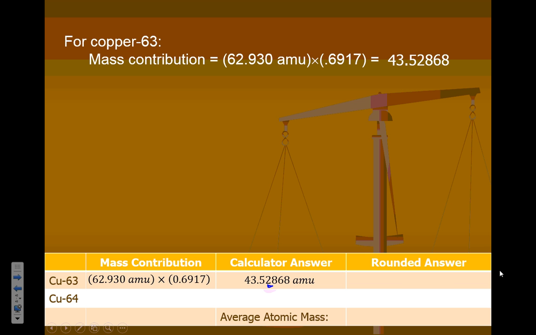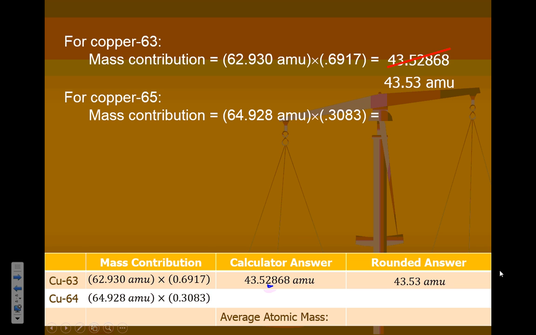Next digit's an 8, so we're going to round up to 43.53 AMU. Now we're going to calculate the mass contribution of the copper-64. Find it the exact same way. Take its mass times its abundance as a decimal. Plug it into the calculator, see what the calculator gives us, and then evaluate and round.